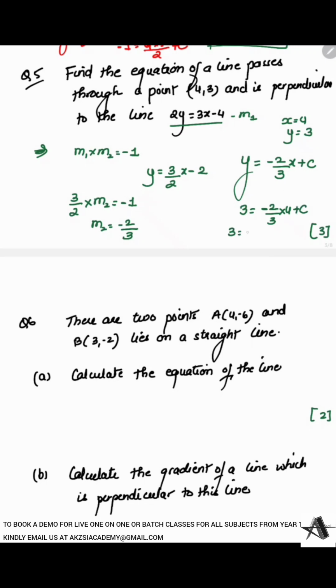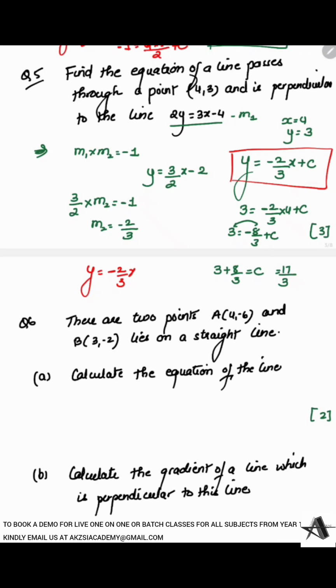So 3 = -8/3 + c. Bring it here. So 3 + 8/3 = c. So this is 17/3. We have calculated c, we have calculated m, put it in finally. So y = -2/3 x + 17/3, because c we have calculated and m we have calculated. What we need to do is just substitute to get the answer.